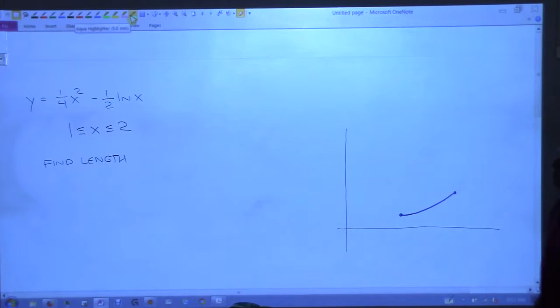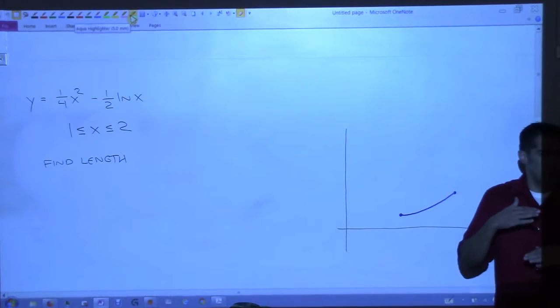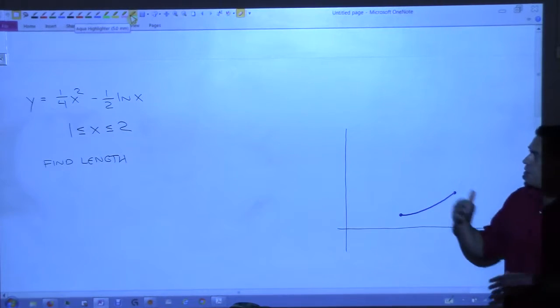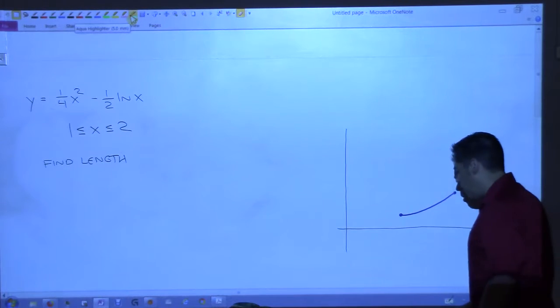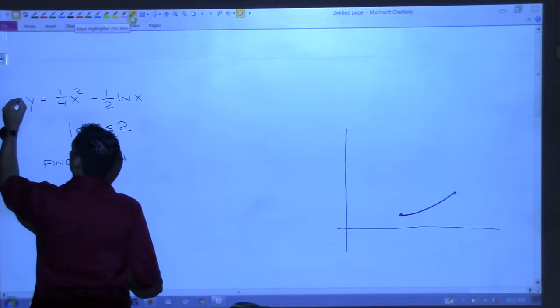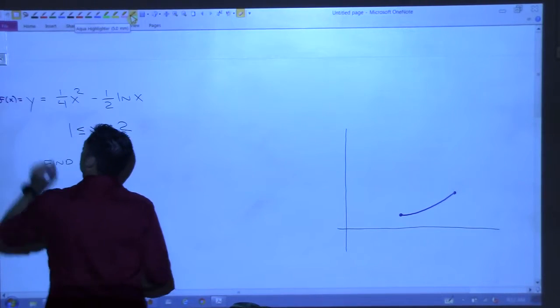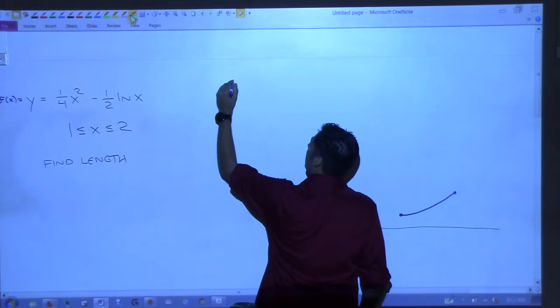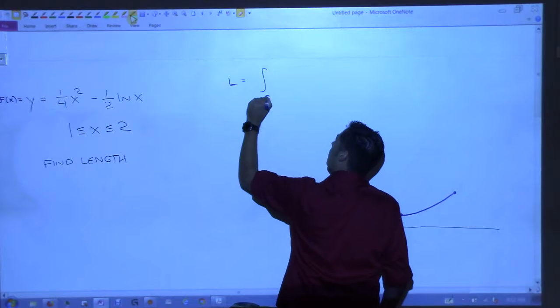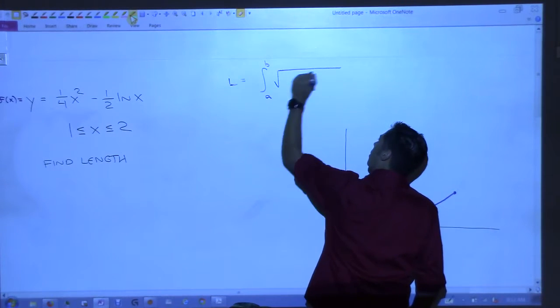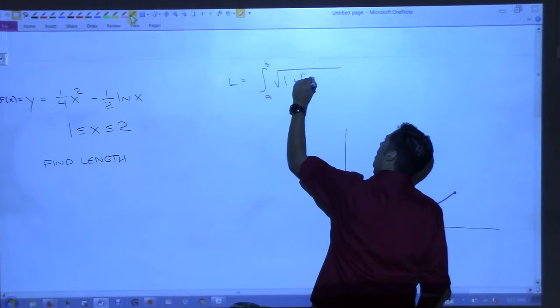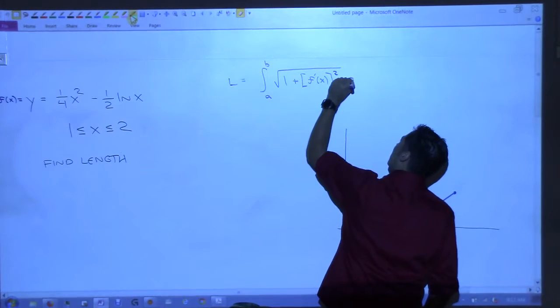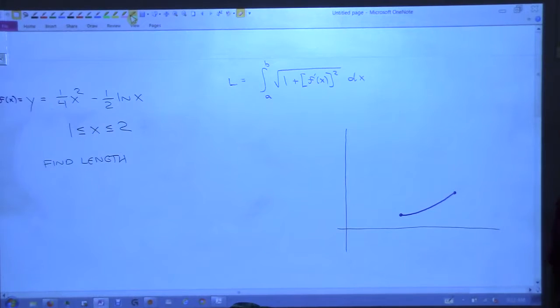So how are we going to go about this? Well, we have to decide which of the two formulas we're going to use, right? This is solved for y, so we could look at this as being a function of x, right? So we're probably going to want to use that first one. The length of this arc will be equal to the integral from a to b of the square root of 1 plus the derivative of f, whatever that is, squared dx. So we're integrating with respect to x, right? So we need a derivative now.